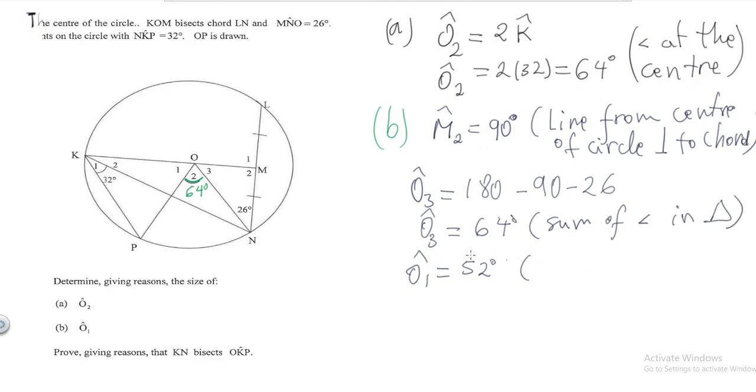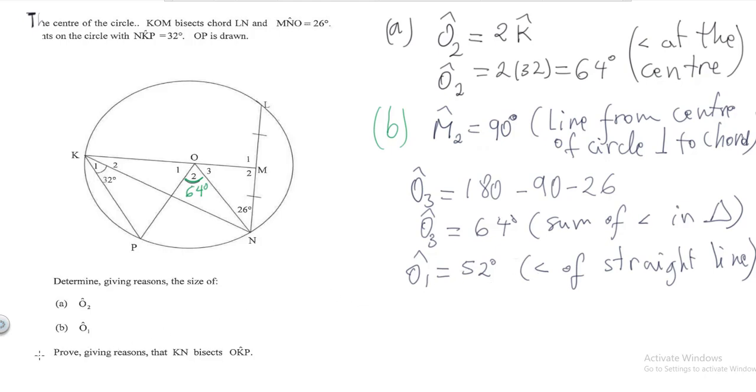Okay, and then this one now, O1 is 52. Why? Because we can just use the sign of an angle. Angle of what? Straight line. Finish. Okay, so simple.